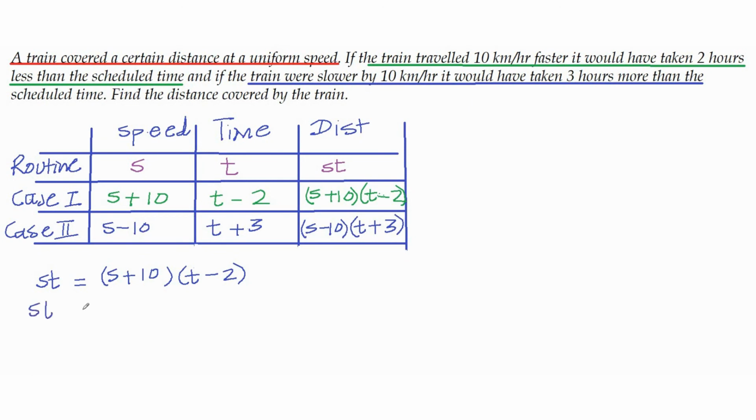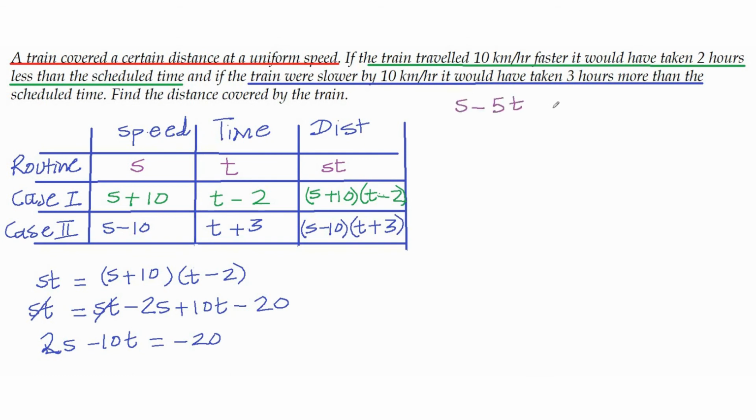So opening up the brackets, st will be equal to s into t is st, s into minus 2 is minus 2s, 10 into t is 10t, and 10 into minus 2 is minus 20. So st now cancels, and therefore I get 2s minus 10t is equal to minus 20. Dividing throughout by 2, I get the first equation, which is s minus 5t is equal to minus 10, right? This is my first equation.